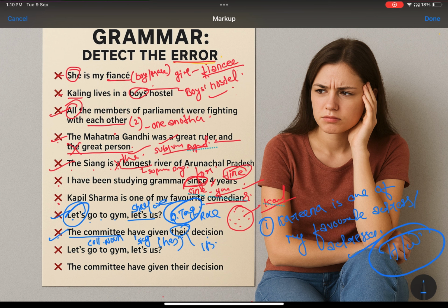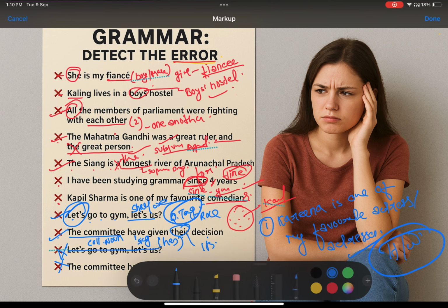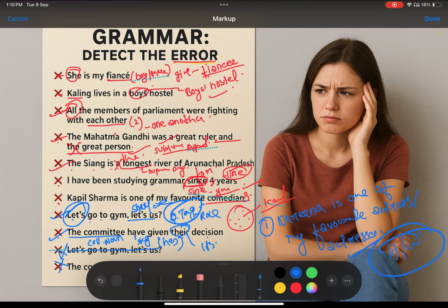The same questions are repeated here, so we will not be looking into them because we have discussed them in the very first section. So it will be let us go to gym, shall we, right? And then the committee has given its decision, because the committee has to be singular in nature.